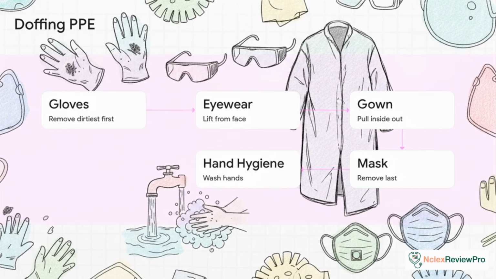Now contrast that directly with doffing, which is taking off your PPE. The logic here is beautifully simple. You have to remove the dirtiest, most contaminated items first so you don't contaminate yourself. Your gloves touch the patient, meaning they are the dirtiest, so off they go first. Then your eyewear, then your gown. Your mask comes off last, usually right at the door or right after you exit an airborne room. And the final, absolutely most important step, always end with hand hygiene.